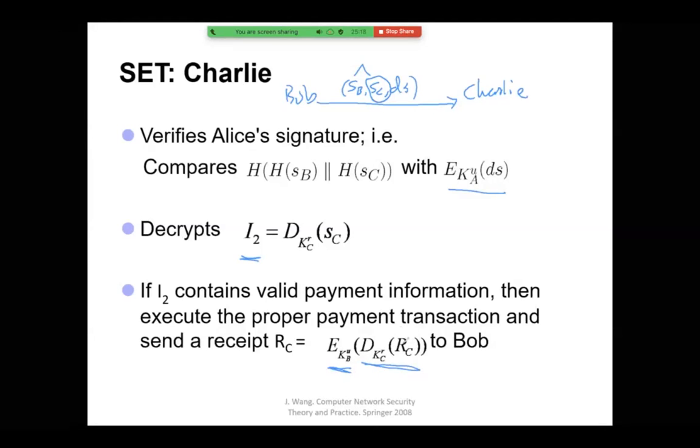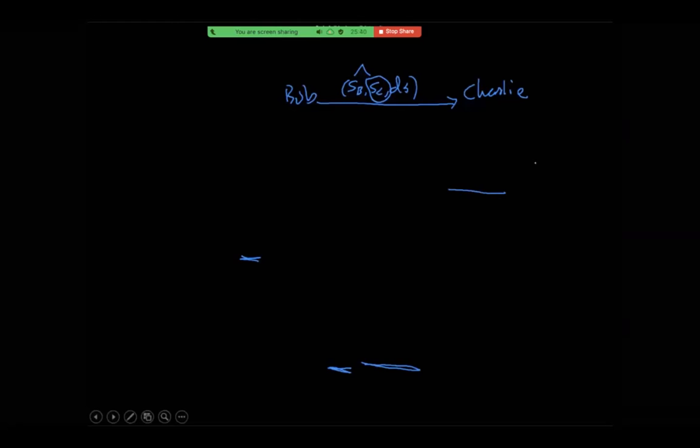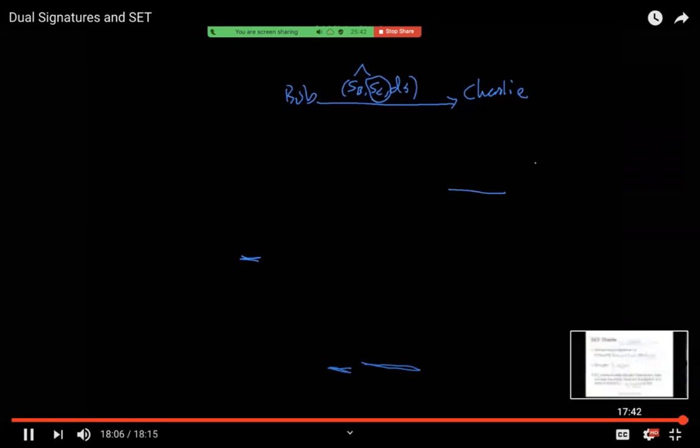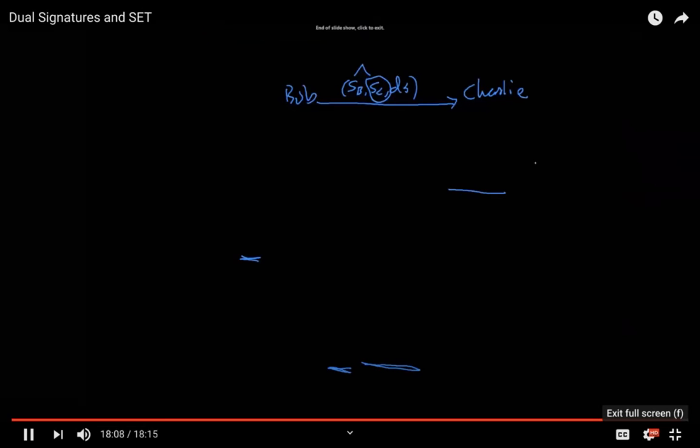Once that payment information is verified, Bob will send a receipt to Alice saying that the payment is received, the purchase order is done, and shipment will be made. All right. That is the dual signature.